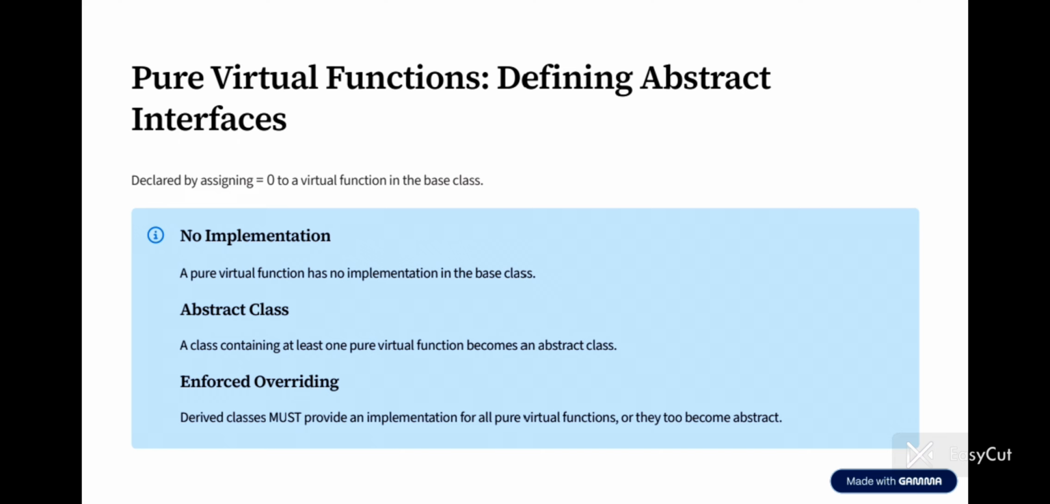Pure virtual functions define abstract interfaces. They are declared by assigning equals zero to a virtual function in the base class. No implementation: a pure virtual function has no implementation in the base class. Abstract class: a class containing at least one pure virtual function becomes an abstract class. Enforced overriding: derived classes must provide an implementation for all pure virtual functions, or they too become abstract.